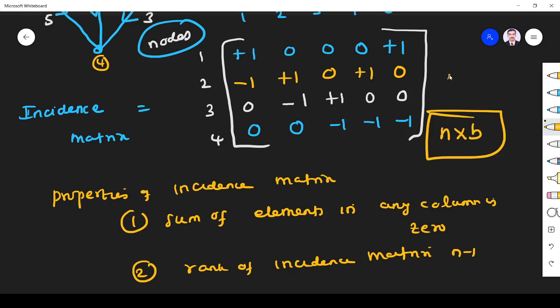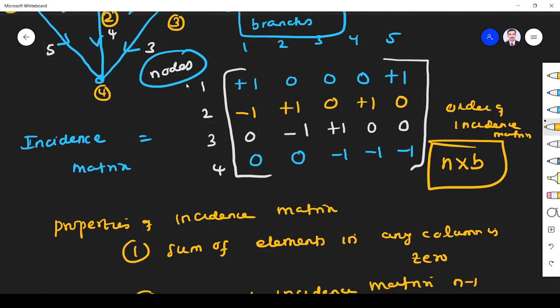So the order of incidence matrix is n cross B. N represents nodes, B is branches. That's how we have drawn the incidence matrix. Nodes versus branch. Rows represent nodes. So we know the order of any matrix is row by column. Row is nodes, branches are columns.